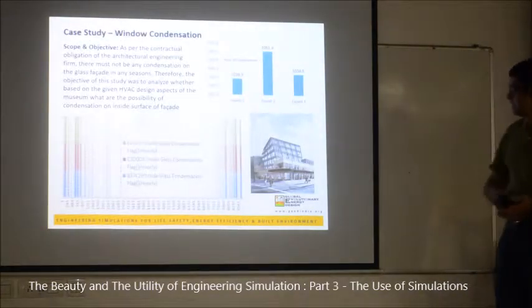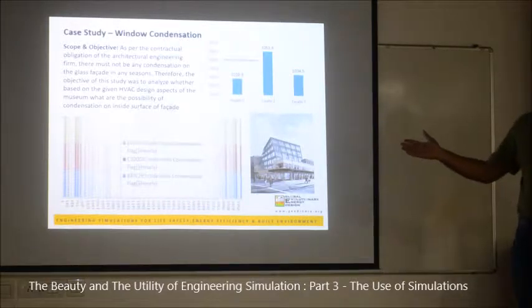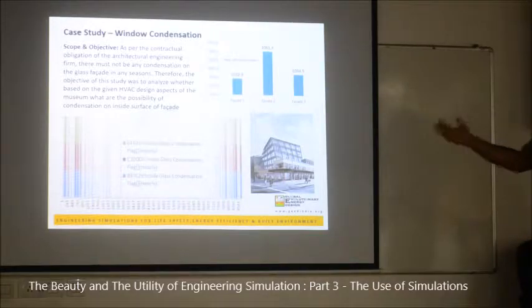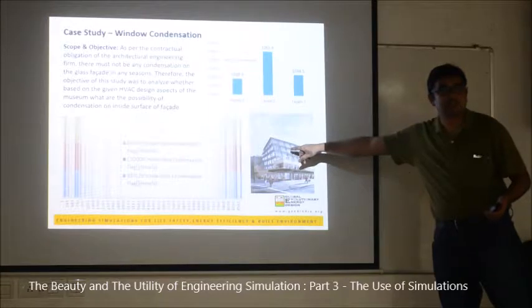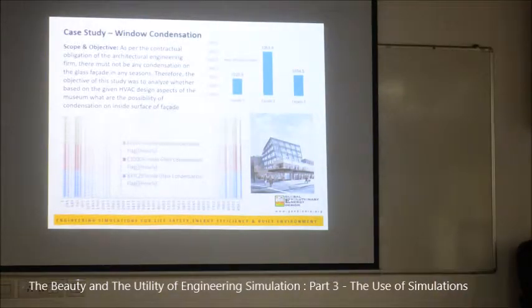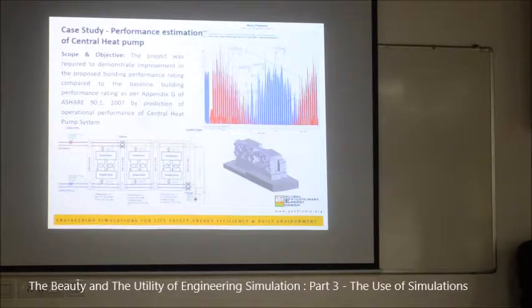Then a very simple study of a museum in New York. The architect's or contractor's contract was that he needs to make sure there is no condensation in this building. In winter, if you have higher humidity inside and the glass is very cold, then condensation happens on the windows. They had this very specific contractual obligation that there be no condensation at all, because it would impact their aesthetics. So they need to understand in what seasons there would be condensation. If it is too much, then possibly I need to come up with warm air diffusers near the windows to make sure we don't have any condensation. That decision can be taken by that. Now this is a central heat pump system.